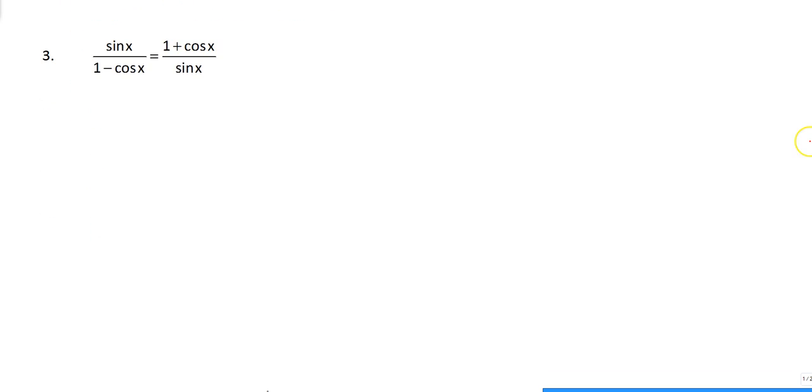Number 3. This is an example where you're going to need to multiply by a clever form of 1. So remember, I'll just give you a little thought. 2 divided by 2 is 1. X divided by x is 1. Cosecant divided by cosecant is 1. So you're going to want to multiply the left side by a clever form of 1. And I'll also give you one more hint.